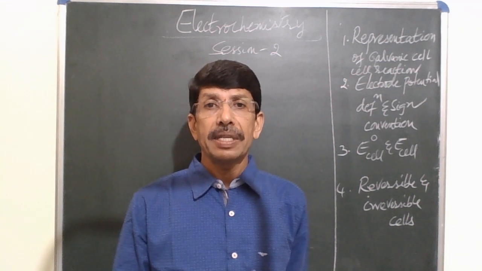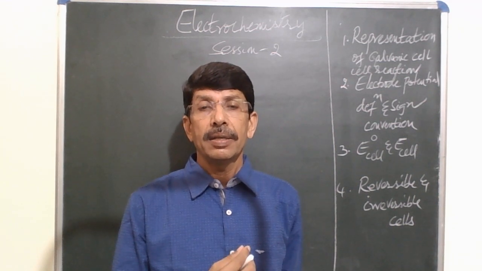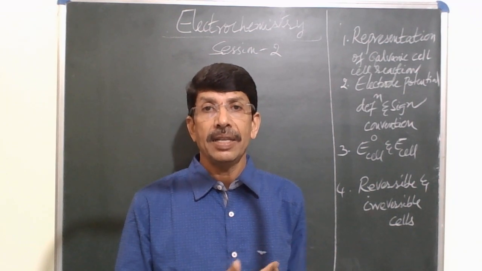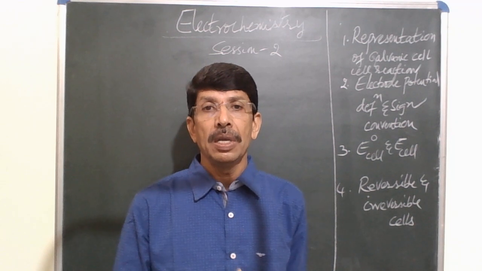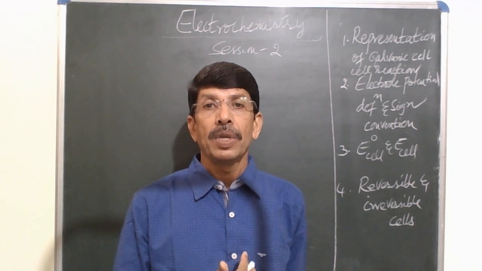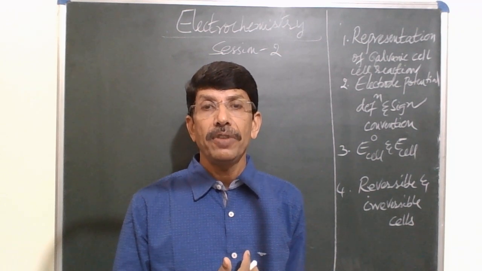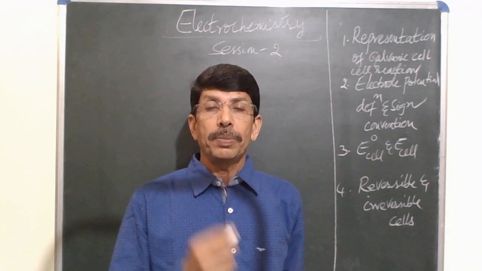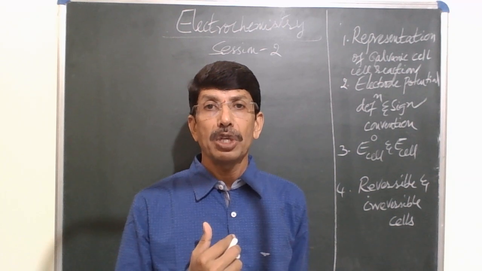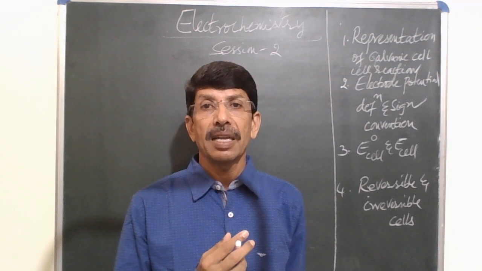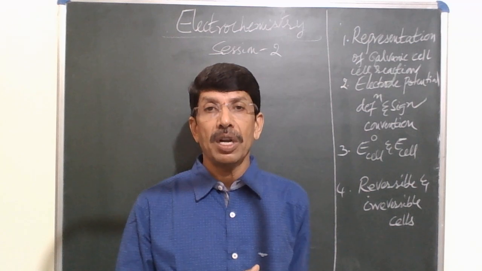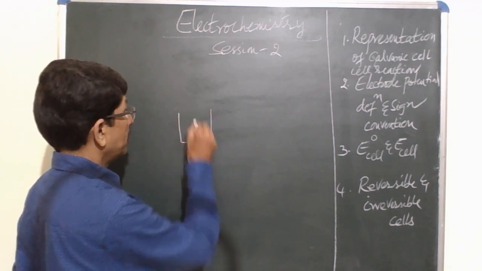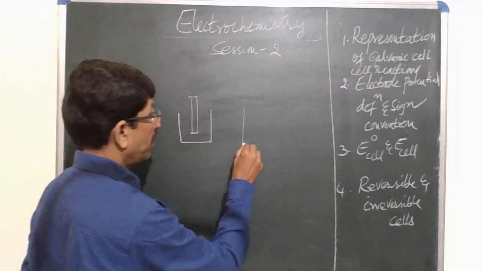So how to represent a cell? A galvanic cell is constructed using two different electrodes. For example, the Daniell cell is made up of zinc and copper electrodes. The zinc rod is dipped into zinc sulfate solution, and the copper rod is dipped into copper sulfate solution. Both are connected externally by a wire and internally through a salt bridge. When we represent the Daniell cell diagrammatically, we represent it like this.